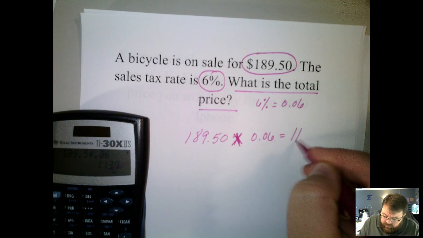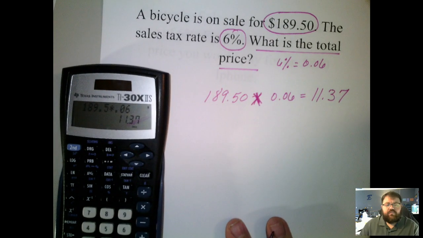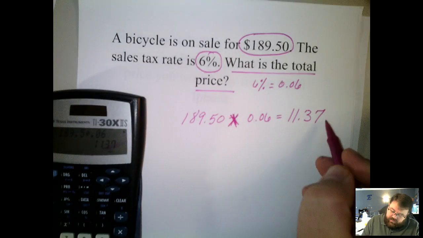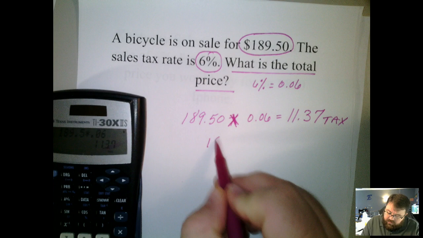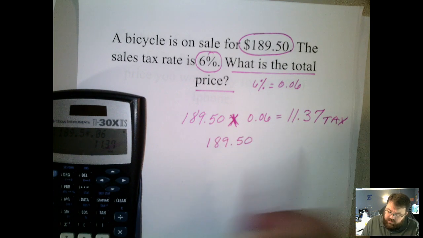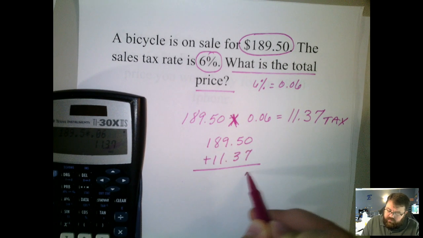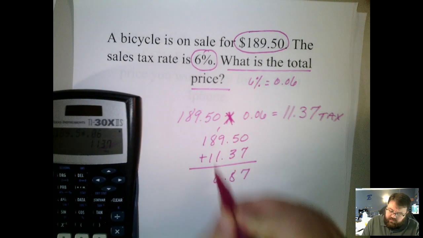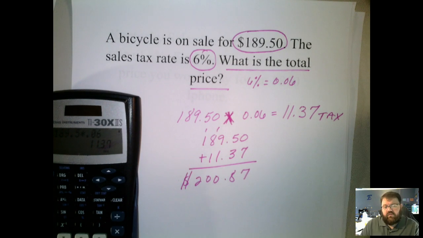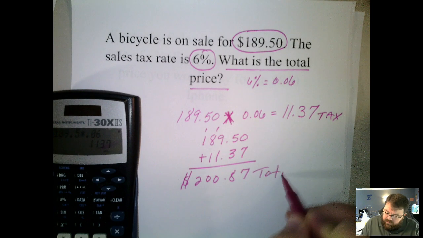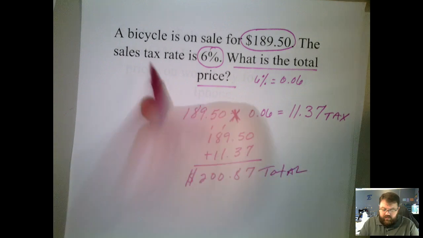And that's going to give you $11.37 for the tax. For the total, we would take $189.50 plus $11.37 to be $200.87. That would be the total price of that particular item. In this case, it's a bicycle.